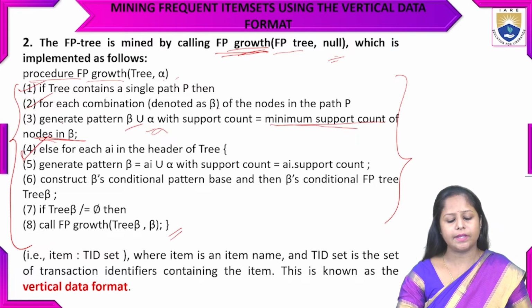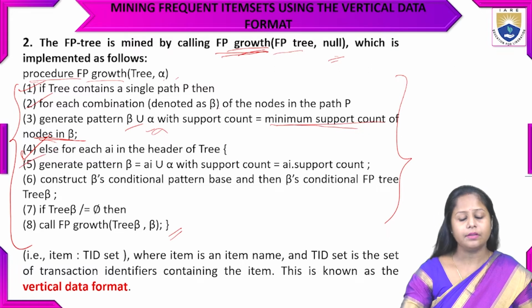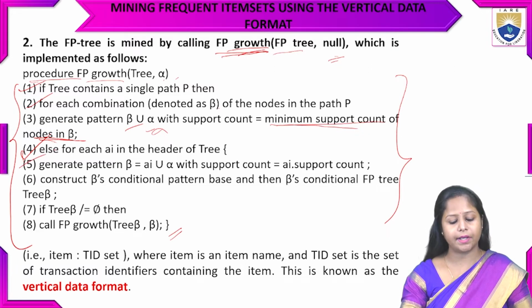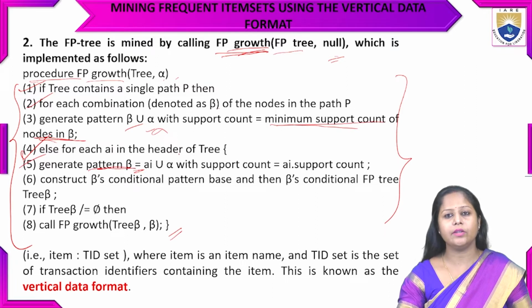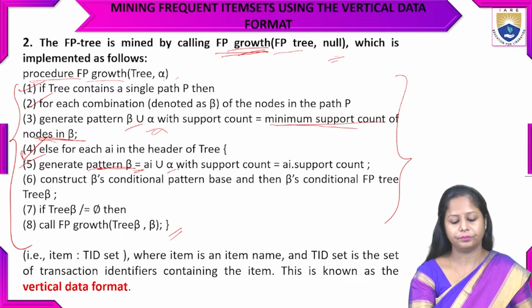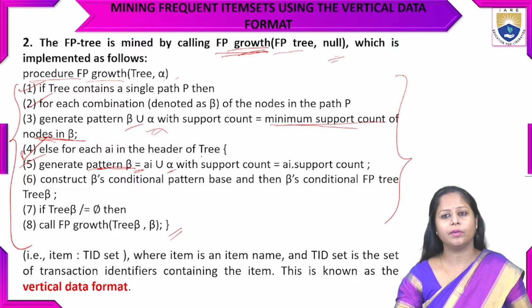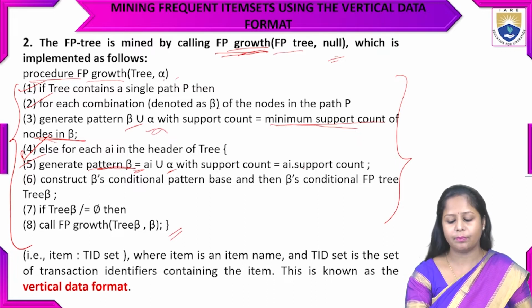Otherwise, for each a_i in the header of the tree, it will be found. Then the next step, it will generate the pattern beta equal to a_i union alpha, with support count equal to the a_i dot support count.